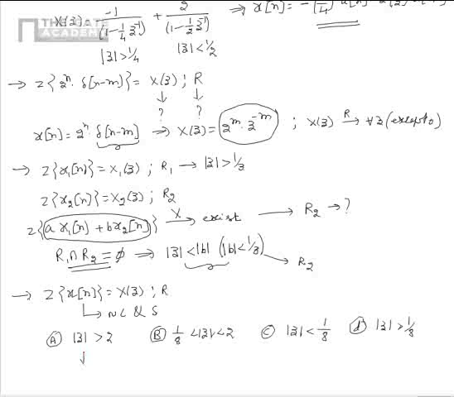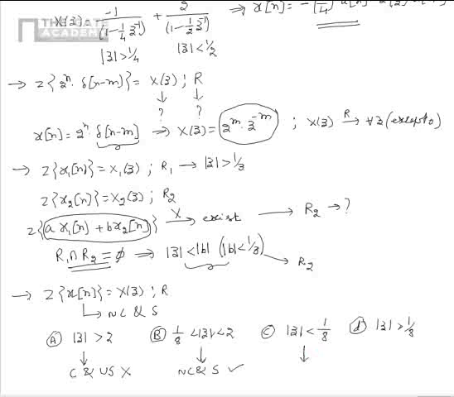We see that for option A, ROC is mod z greater than 2, so the system is causal and unstable. So this is not the required ROC. As per option B, the system is non-causal and stable. So this is a required ROC. However, we will check options C and D as well.